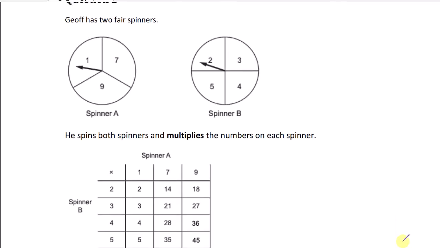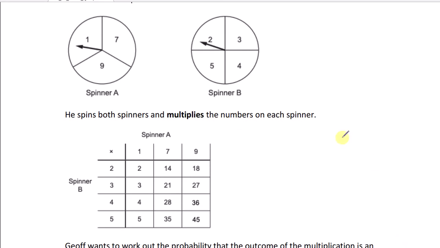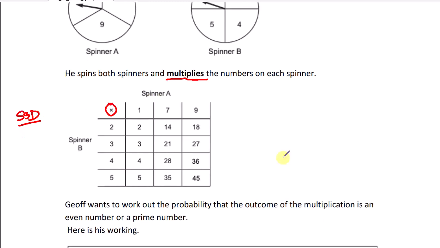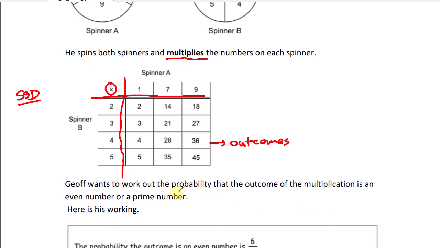Two spinners, spinner A and spinner B. It spins both spinners and then multiplies. Notice, multiply. To give us our sample space diagram again. So we've got a sample space diagram. These are our inputs, spinner A and spinner B, and the outcomes are in the grid. And the outcomes they're interested in this time are the numbers where the probability of the multiplication is even or prime.